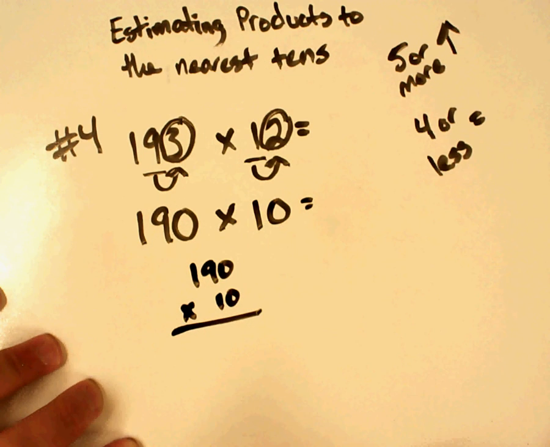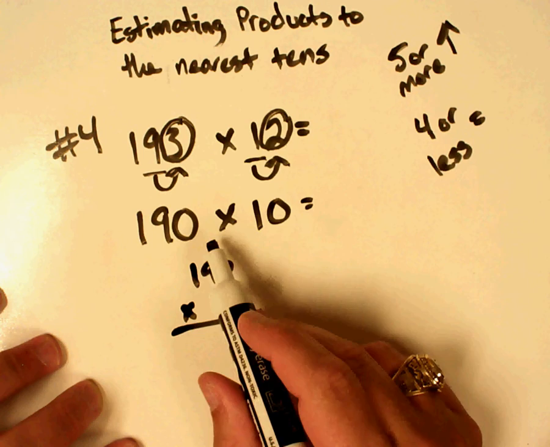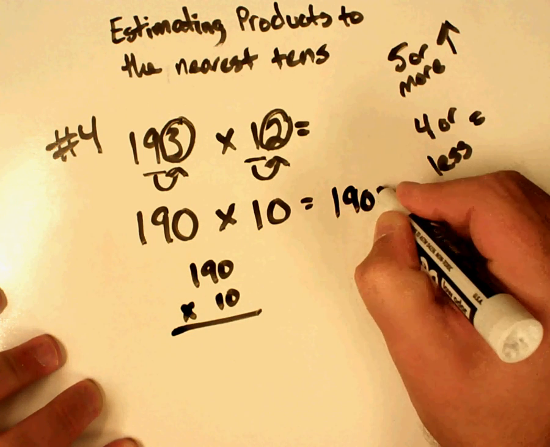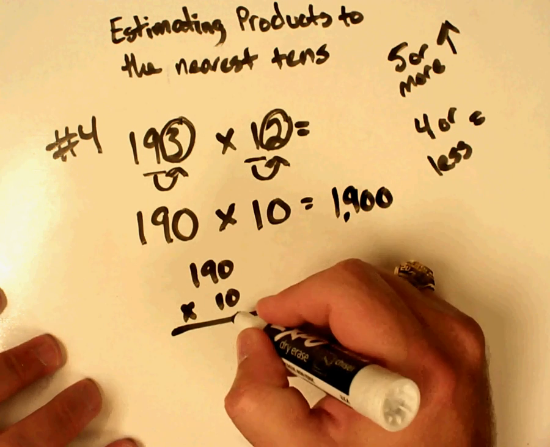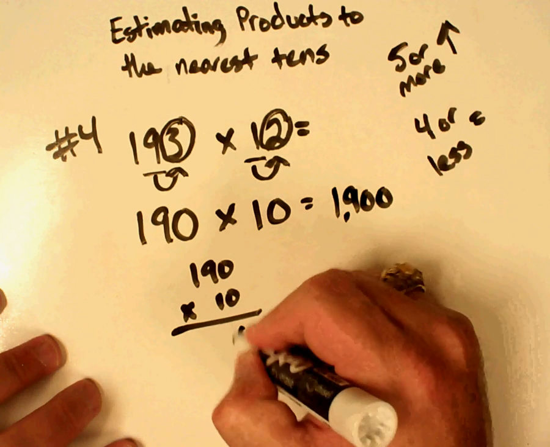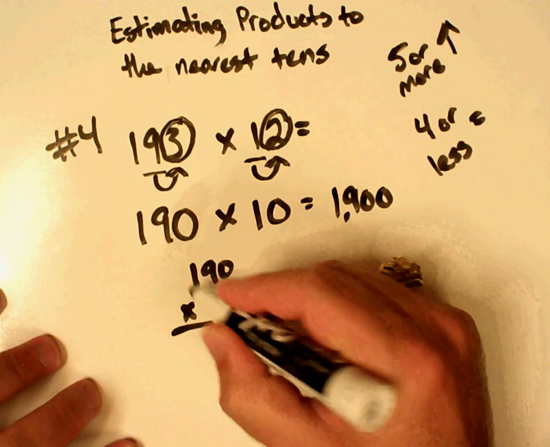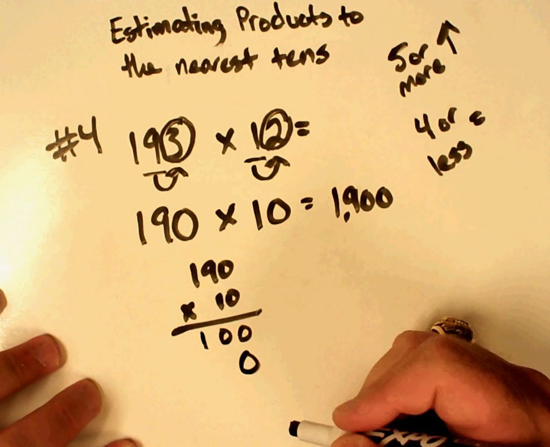Now many of you know that if you get anything times 10, you're just going to add a 0 on the end. So we know that 190 times 10 equals 1,900. But let's go ahead and go through this process just to review 3-digit by 2-digit multiplication. So 0 times 0 is 0. 0 times 9 is 0. 0 times 1 is 0. Put my 0 placeholder in.